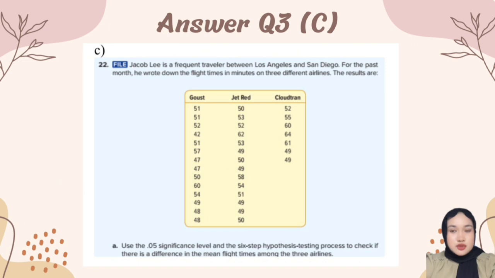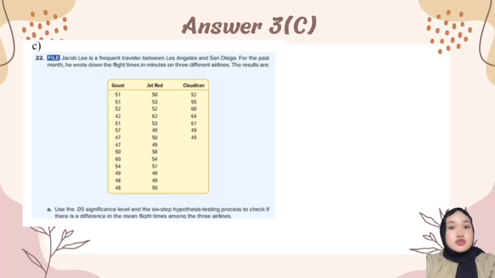Okay, now for the last question. Jacob Lee is a frequent traveler between Los Angeles and San Diego. For the past month, he wrote down the flight times in minutes on 3 different airlines. Use the 0.05 significance level and the 6-step hypothesis testing process to check if there is a difference in the mean flight times among the 3 airlines. Because there are 3 groups we test, we use F distribution.